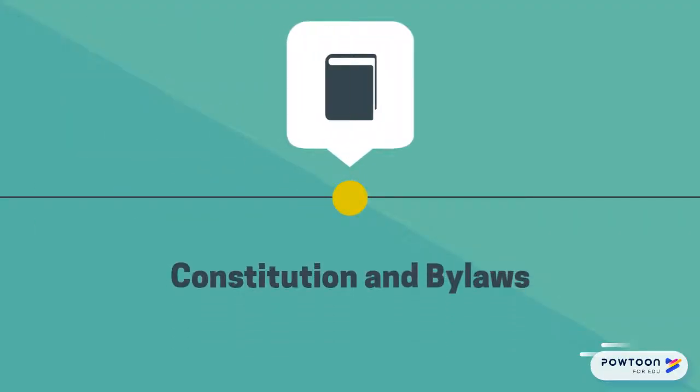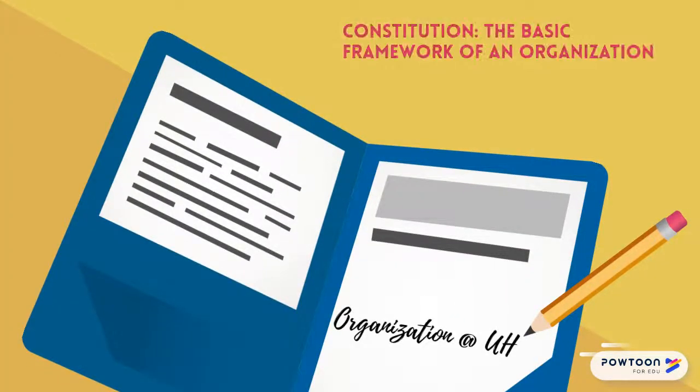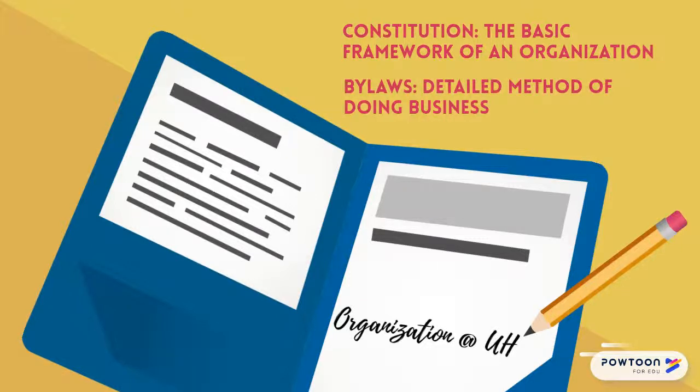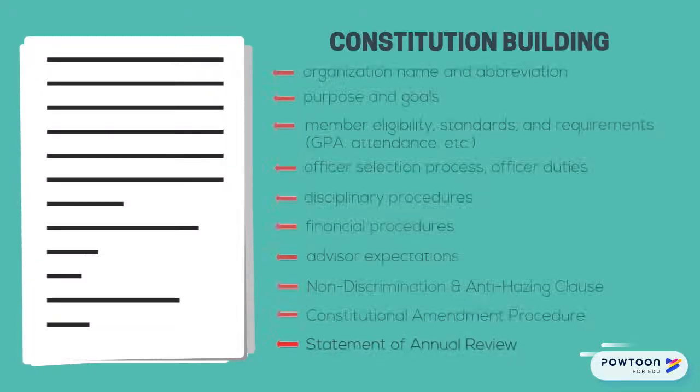Next, we'll discuss your organization's constitution and bylaws. A constitution is the basic framework of an organization. It should state the general operating procedures and policies of a group, which are not subject to change frequently. The bylaws should contain a more detailed method of doing business, as well as specific rules for the organization. There are many elements that should be included in your organization's constitution. A sample constitution can be found on the RSO Resource Guide page of the Center for Student Involvement website.